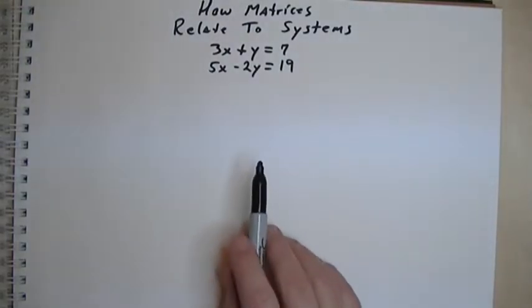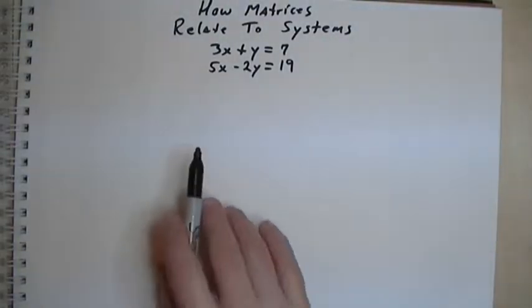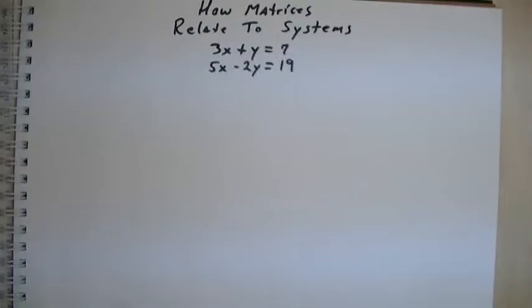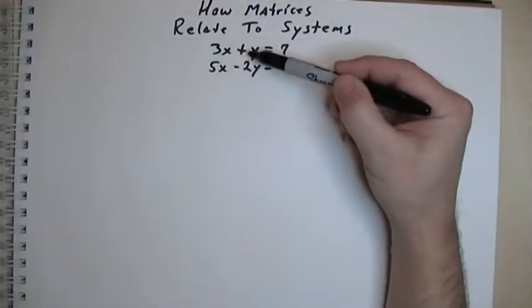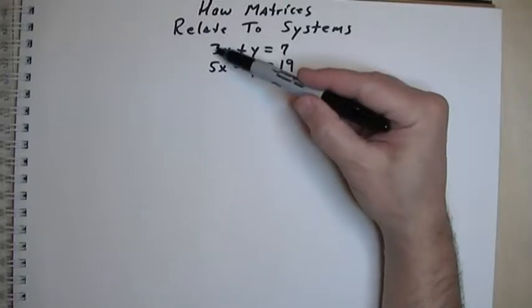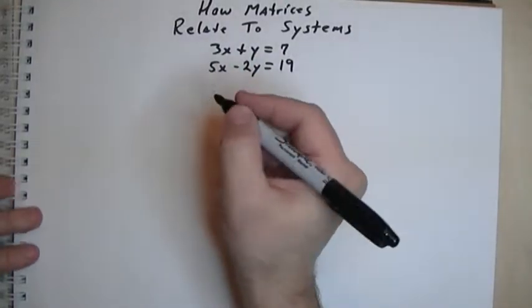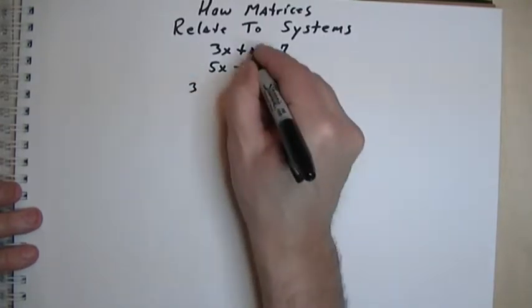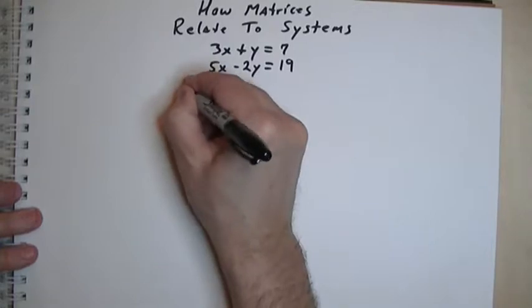So there are ways to solve these without using matrices, but we're here today to tie matrices to solving systems of linear equations, and here's how we're going to do it. The first thing we're going to do is create a matrix of just these coefficients of x and y. I'm going to make a little 2 by 2 matrix, fairly simple: 3, 1, 5, and negative 2.